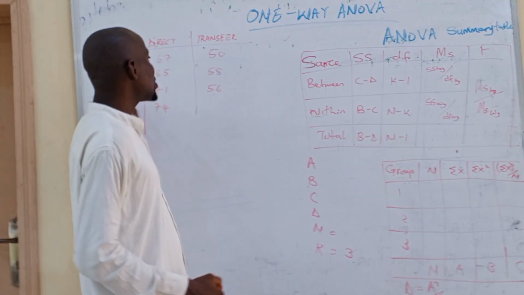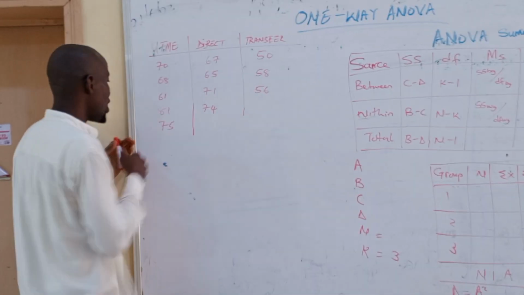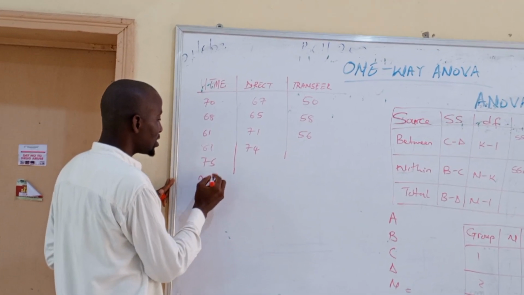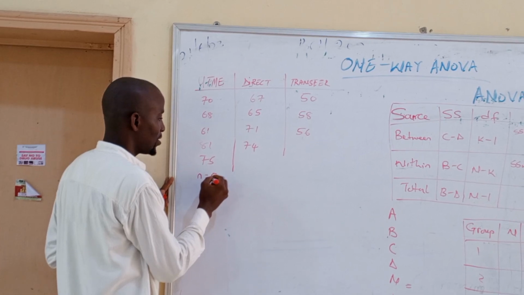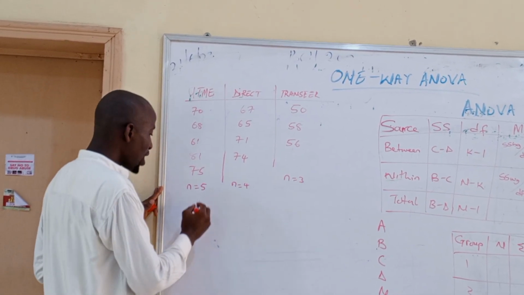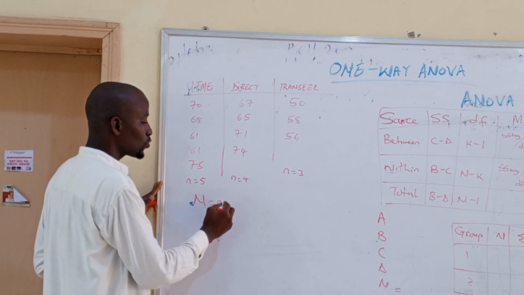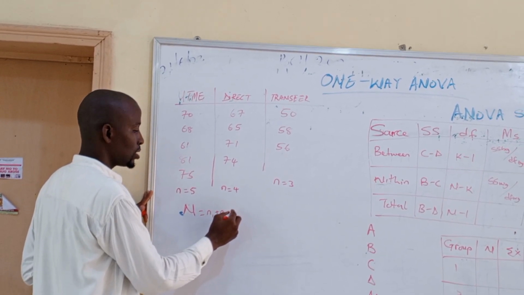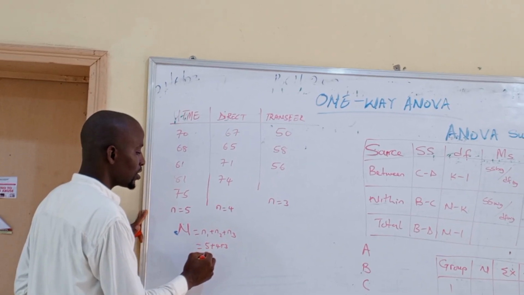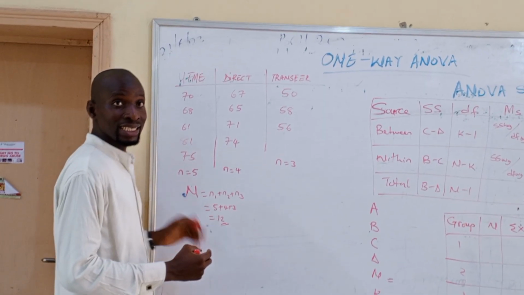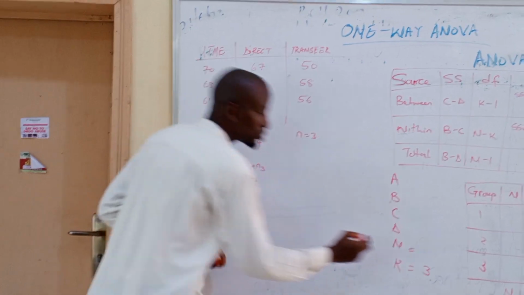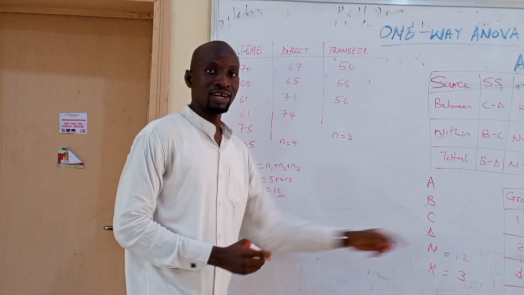Our n is the total sample. Here we have our n, small n. I am using small n here. Our small n here is what? 1, 2, 3, 4, 5. Our small n here is 4. Our small n here is 3. But our capital letter N is N for group 1, N for group 2, N for group 3, and that will be 5 plus 4 plus 3. That will give us what? 12. So it implies that our capital N is the total number of samples available, which is 12. We have been able to arrive at our N value.